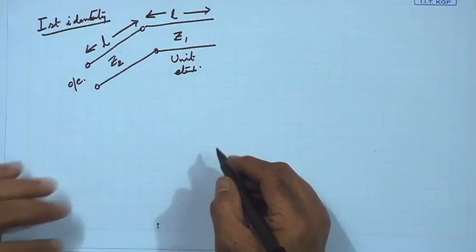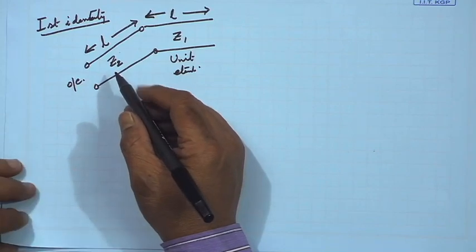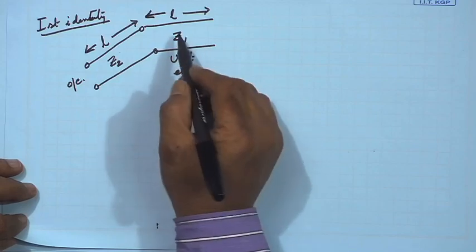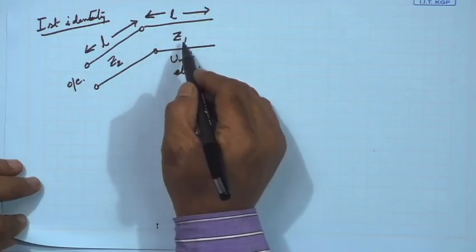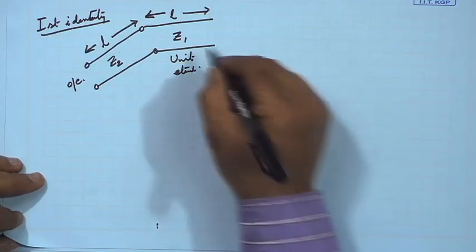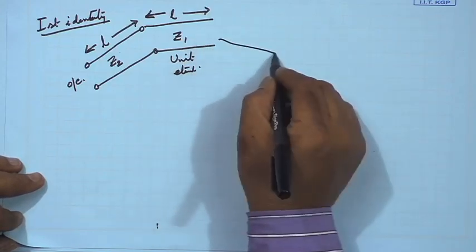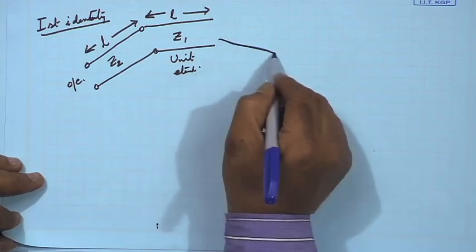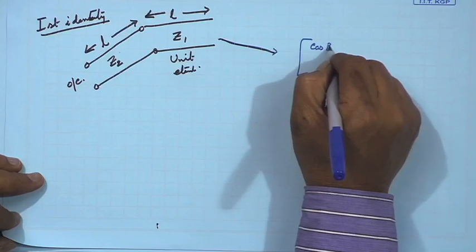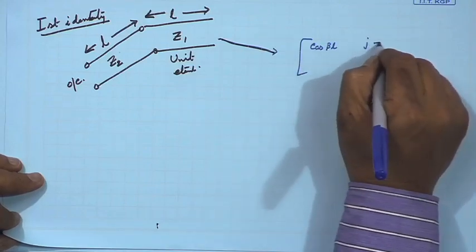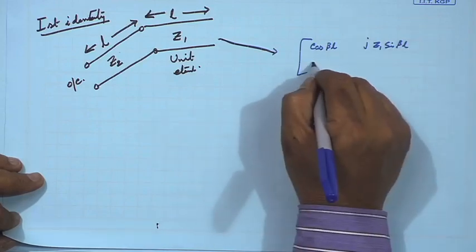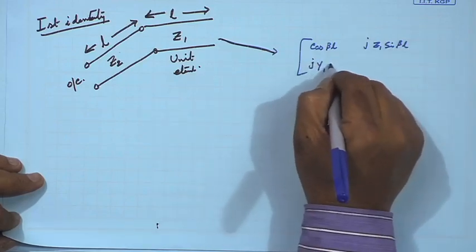Now, if I have a transmission line of length L and characteristic impedance Z1, I know its ABCD matrix. For this particular one, the ABCD matrix will be cos beta L. This we have done earlier, how to find the ABCD matrix. So, in earlier NPTEL lectures you can refer.